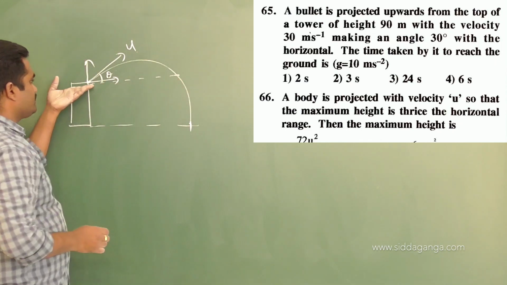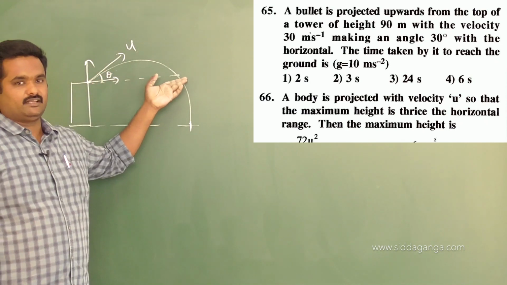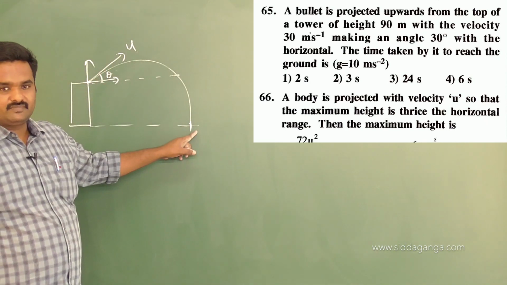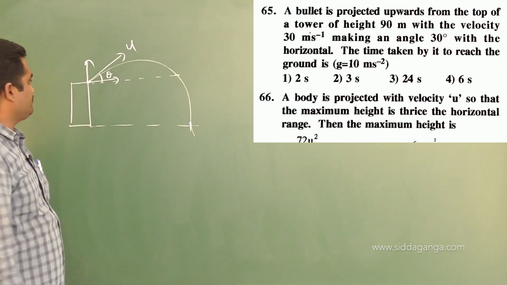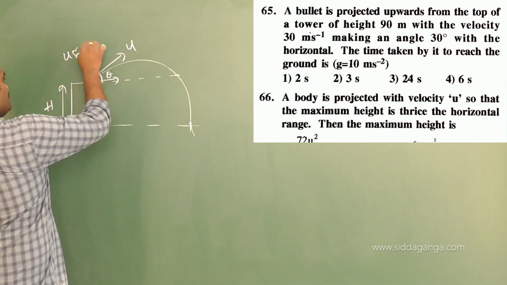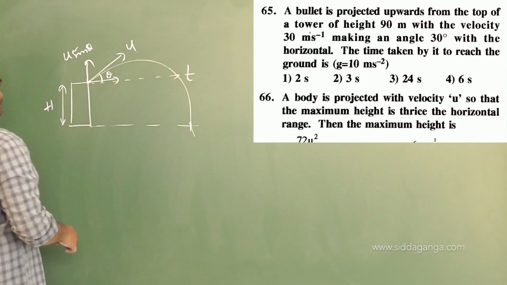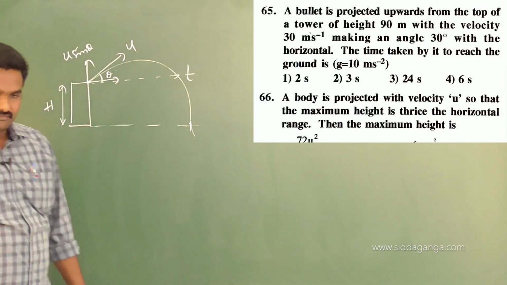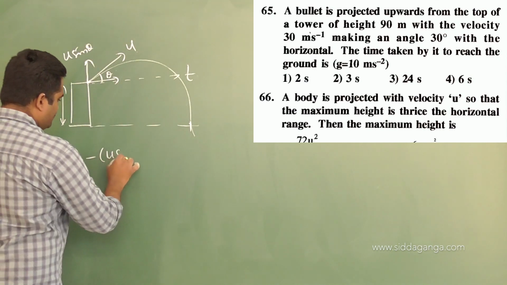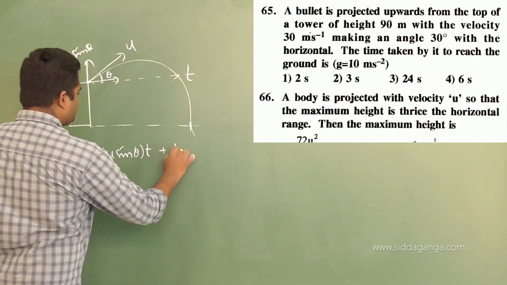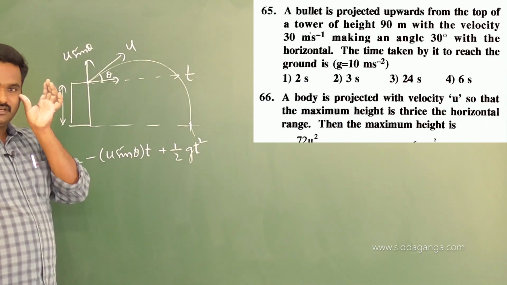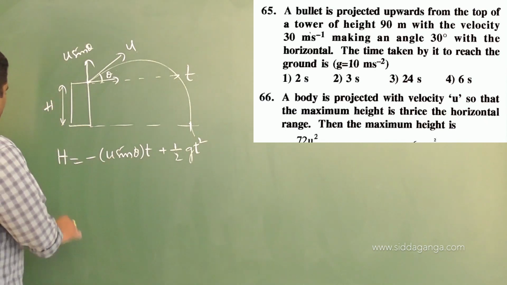I told you time of flight means only from here to here. If it is from the point of projection to the plane of projection, time of flight is 2u sin theta by g, that is fine. But if you take from here to here, it is not 2u sin theta by g, it is some other value you are going to get. How to solve for it, I already told you: this is h, this is u sin theta, and if t is the time taken to reach the ground, then the expression for the height of the tower, which we have studied, is h equals minus u sin theta into t plus half g t square. You have to substitute all the values here.